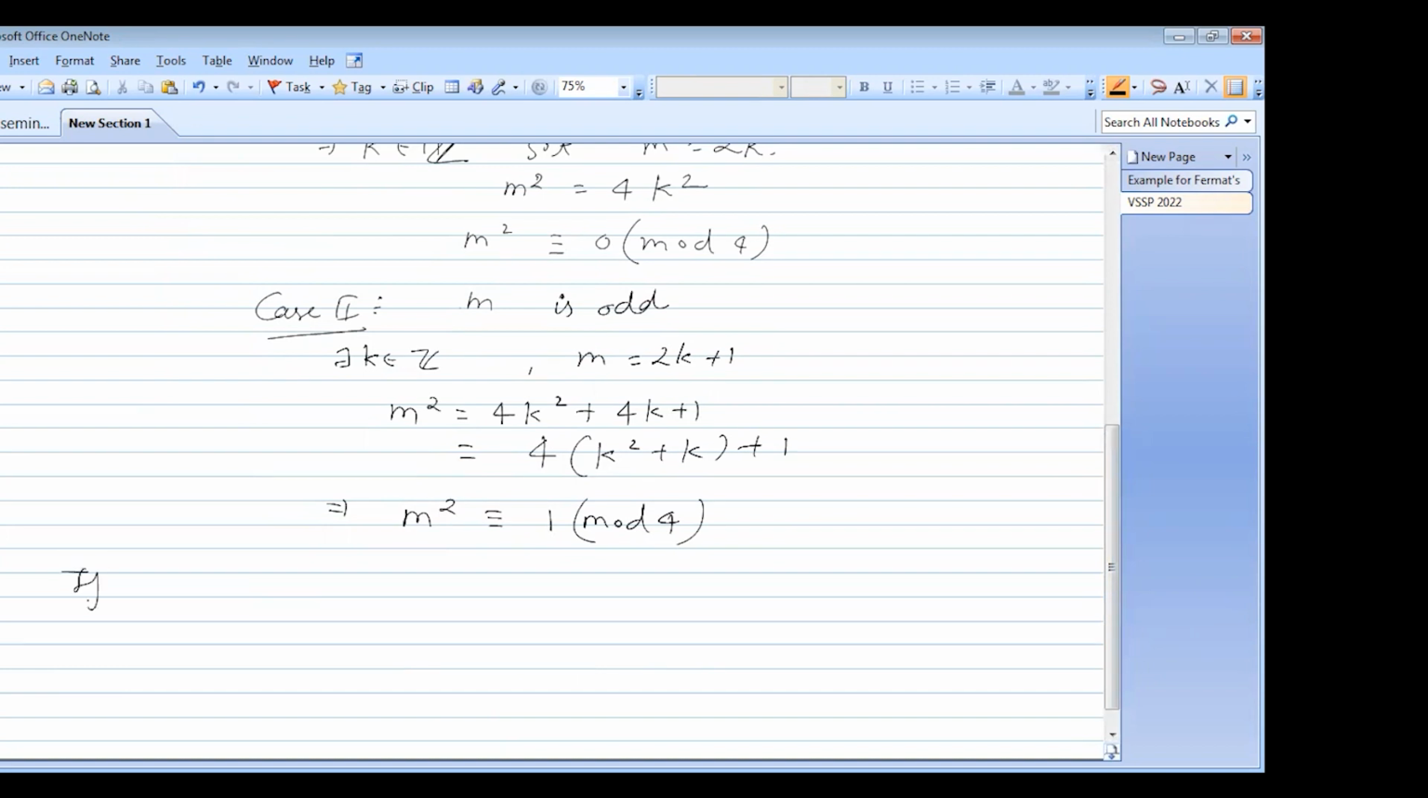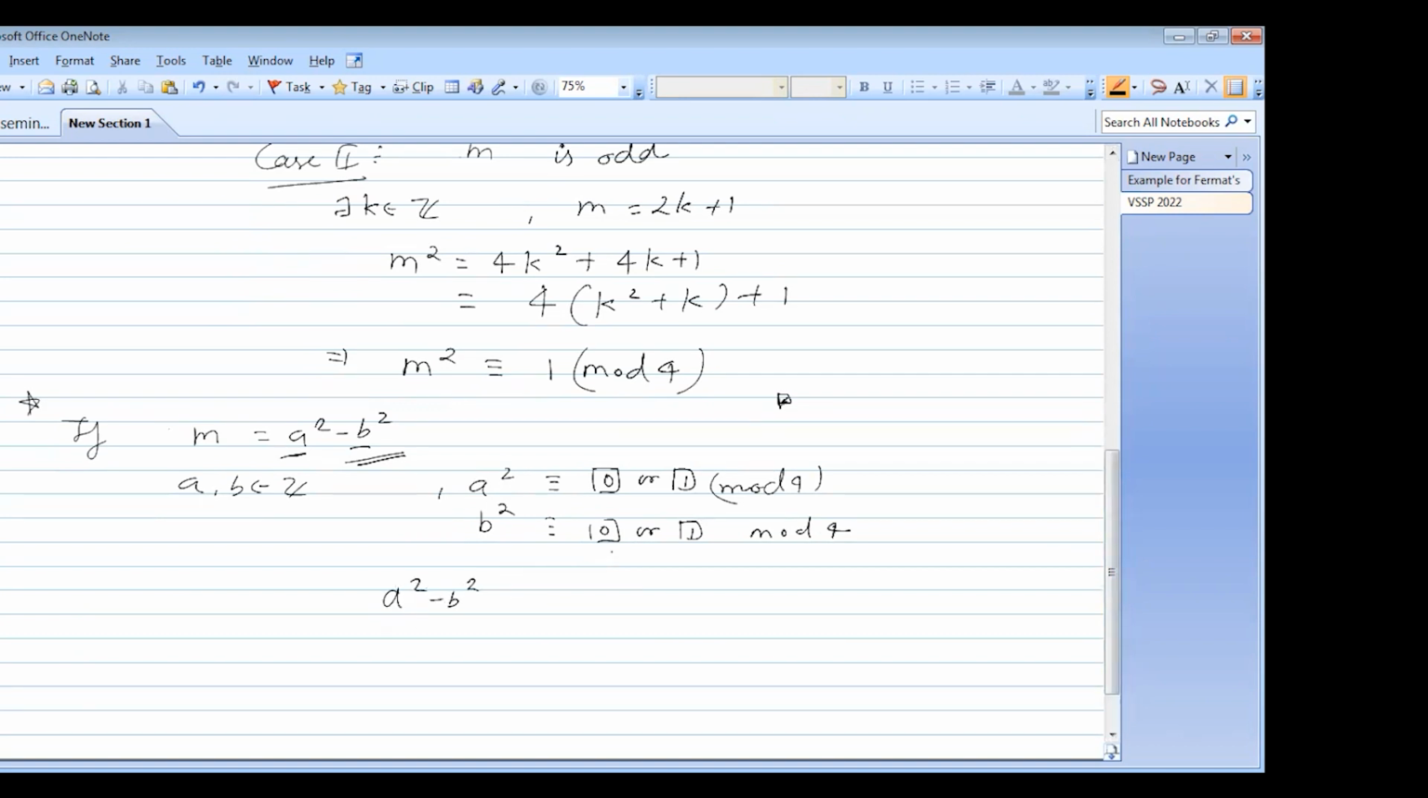So here we are done. Suppose I have an integer m which can be written as a difference of squares, where a and b are both integers. From the previous result, a square is congruent to 0 or 1, and similarly b square will be congruent to either 0 or 1 modulo 4. What can I say about a square minus b square? There are different possibilities. One case is a square congruent to 0 and b square also congruent to 0. In that case, a square minus b square will be congruent to 0, right?